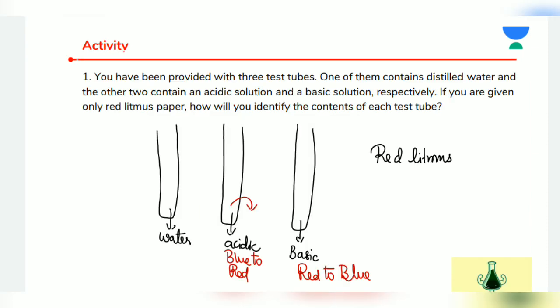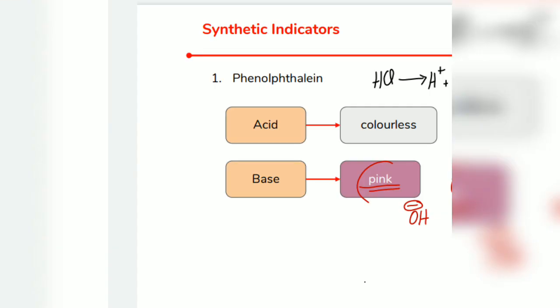Now dear student, we have the water, we have the acidic material, we have the basic material. So when we are using the litmus, as I have shown you with the activity just now, when you dip both the litmus papers in the water, there will be no color change, but in the acidic and basic it will show the color change.